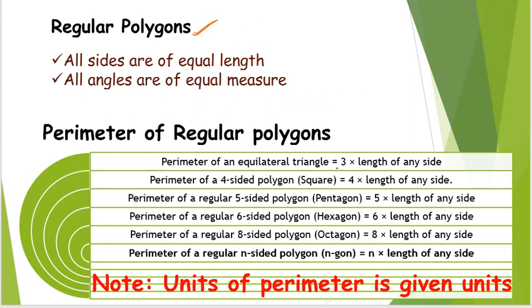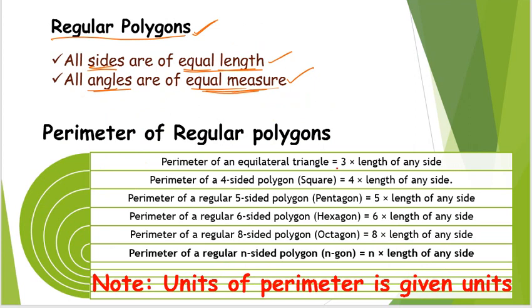Next we will be talking about regular polygons. What is meant by a regular polygon? A regular polygon means all of its sides should have equal length, and at the same time all the interior angles should also be of equal measure. That means all sides should be equal and all angles should be equal, then we call such figures regular polygons. A polygon means an n-sided figure, and a regular polygon is a polygon which has all sides equal and all angles equal.